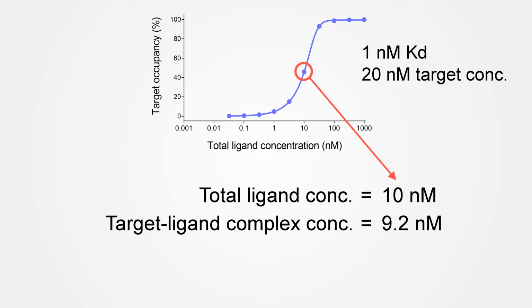Now we can calculate the free ligand concentration. We simply subtract the target ligand complex from the total ligand. That is 10 minus 9.2, which gives us a free ligand concentration of 0.8 nanomolar. Note this free ligand value of 0.8 nanomolar is much less than the total ligand value of 10 nanomolar.